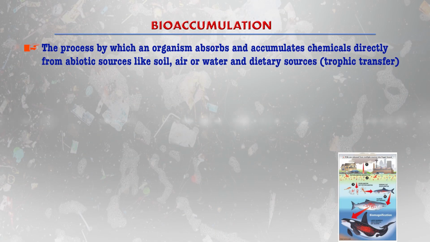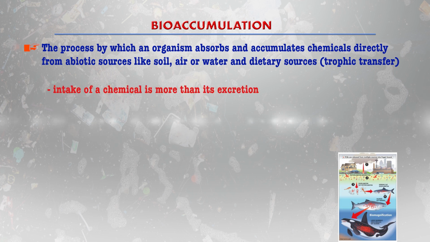So, the process by which an organism absorbs and accumulates these chemicals directly from the abiotic sources such as soil, air or water, and then the dietary sources, is known as bioaccumulation. When anything accumulates, when will it happen? It will happen when the intake of a chemical is more than its excretion. So, naturally it will start accumulating in our body.